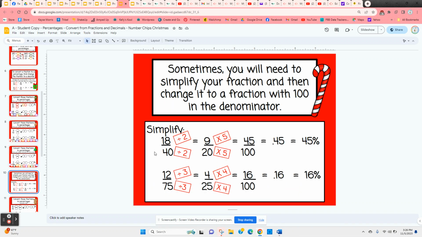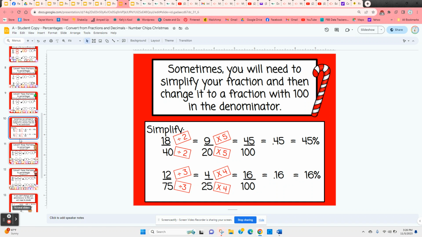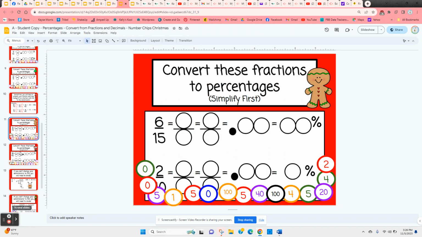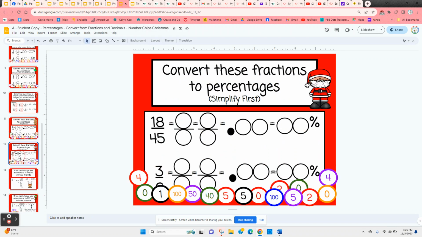And then they're shown what to do if they can't easily convert to a fraction with 100 in the denominator, they may have to simplify their fraction first. So here I can't multiply 40 times anything to get 100, but if I simplify my fraction, I get 9/20. Then I can convert it to a fraction with 100 in the denominator, change it to a decimal and a percent. So students get a little bit of practice doing that. I'm going to simplify first.